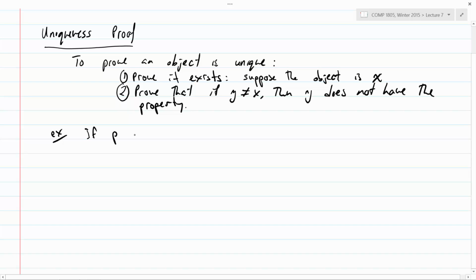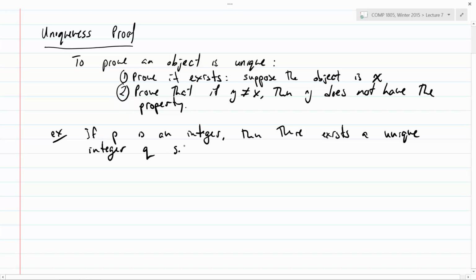If P is an integer, then there exists a unique integer Q such that P plus Q is 0. All right, so I know that this is going to be a uniqueness proof because it says unique in the statement. Another way to say that would be there is exactly one, or something like that. Something that says that there can only be one of these things.